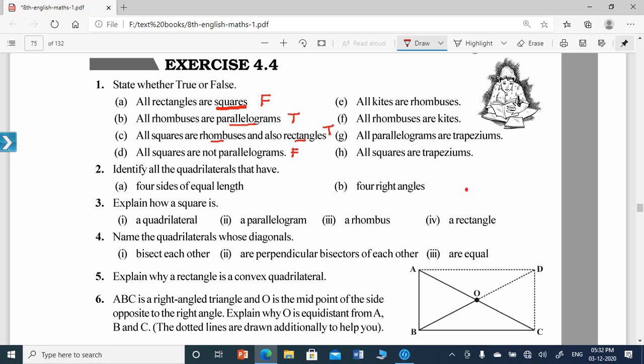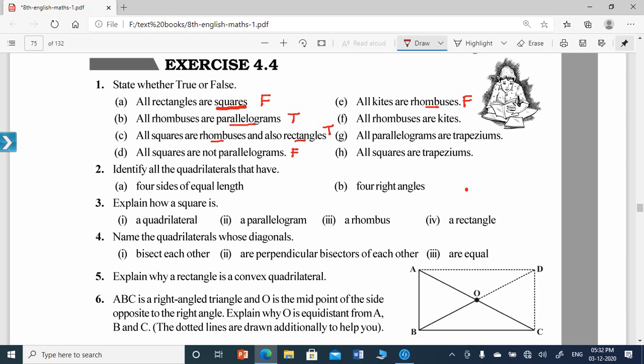All kites are rhombuses. To become a rhombus, all sides should be equal, but in kite, two different adjacent sides are equal. All sides are not equal in kite, therefore, all kites are not rhombuses. This statement is false.